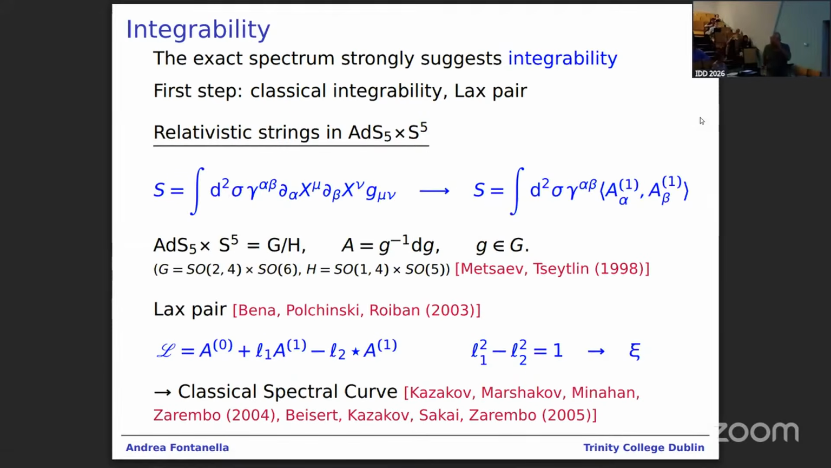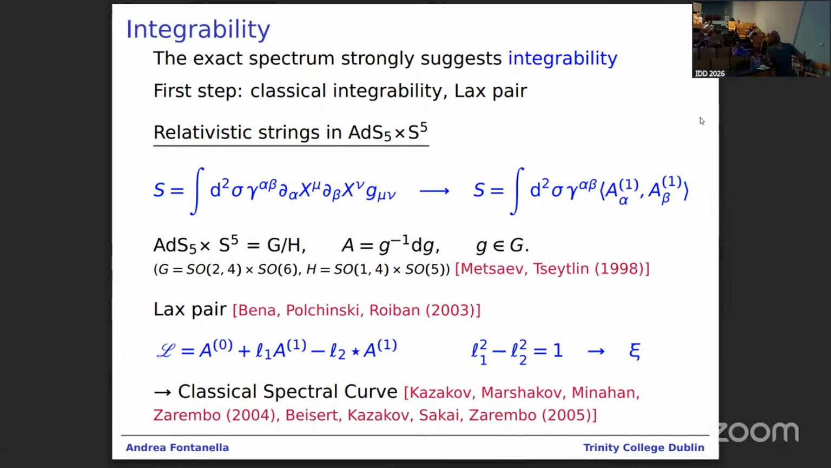Okay, so now I want to go to the integrability of this scenario, because we saw that there is an exact spectrum, so there is a strong smell of integrability. The first step, if you want to show integrability of this non-relativistic action, is to show that there is a Lax pair. So let me just give you a very tiny review of relativistic strings in AdS5 x S5. So here you start with the Polyakov action, but from the Polyakov action it is hard to guess what the Lax pair is.